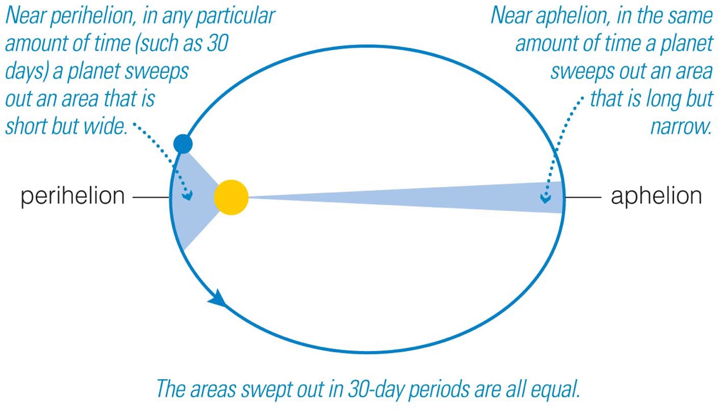And Kepler, I have no idea how he figured it out. I don't even know how to do it with calculus. He didn't even have calculus. Newton invented calculus. Kepler didn't have any calculus, and it would be a tough problem to do this with calculus. But he figured it out. It's amazing, actually. So these are 30-day periods.